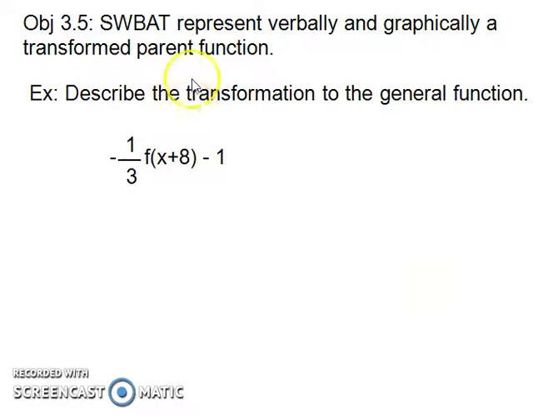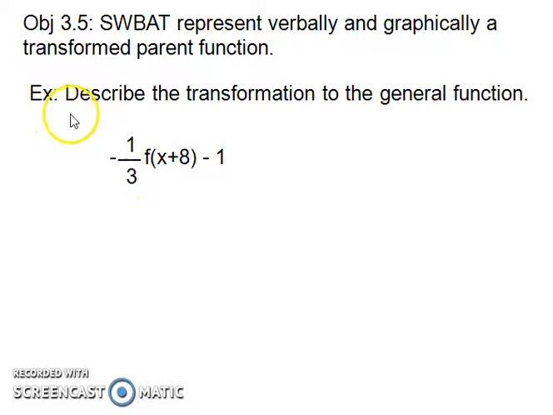Hello, today's objective is that you will represent verbally and graphically a transformed parent function. That means you are taking something that's written algebraically and then you either describe it or you graph it. This would be without a calculator. Obviously you can graph whatever if you have a calculator. For these examples, we're just going to be doing this verbally right now.